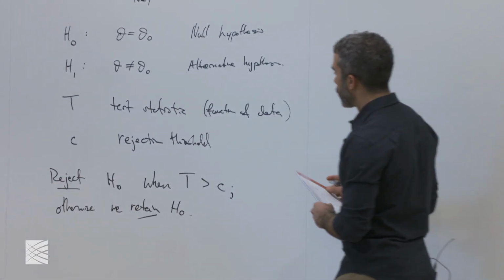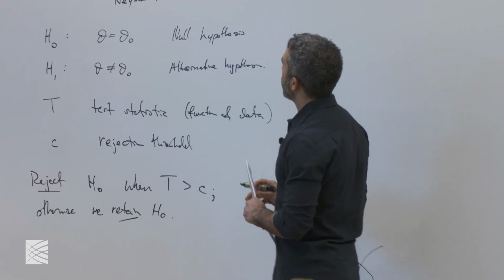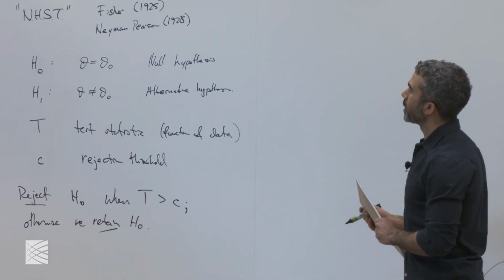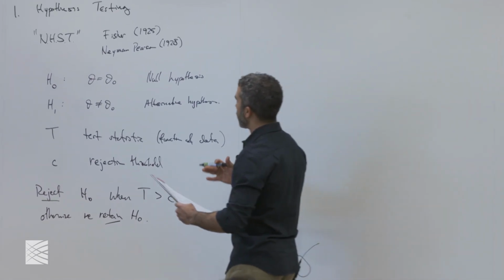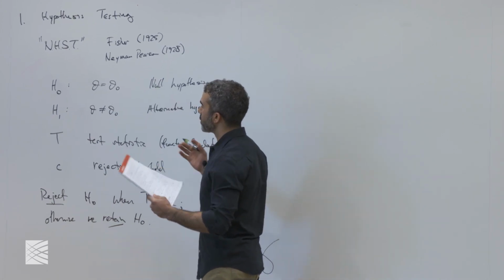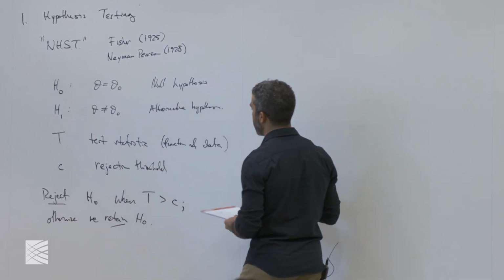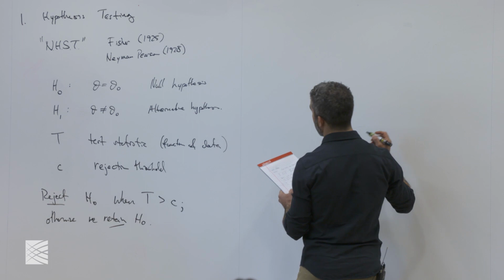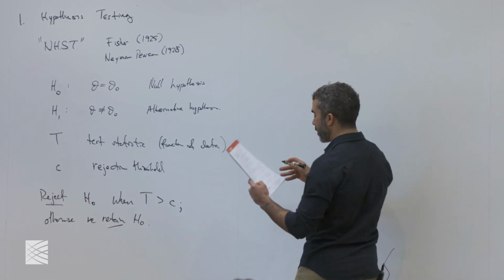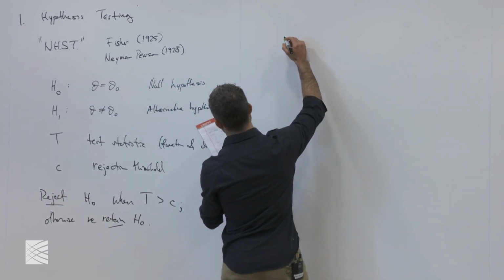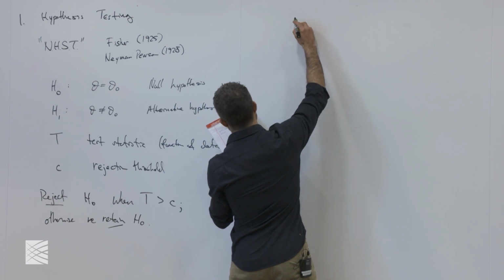And so it's sort of like innocent until proven guilty. We need a lot of evidence to reject the null hypothesis, and otherwise we accept it. And to emphasize that, we talk about the two different kinds of errors one can make, and I will make a little table for that.